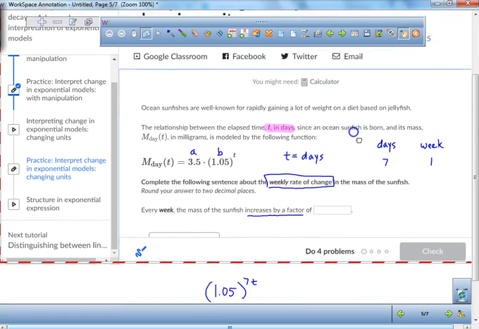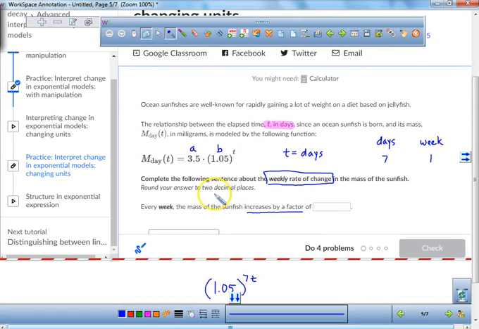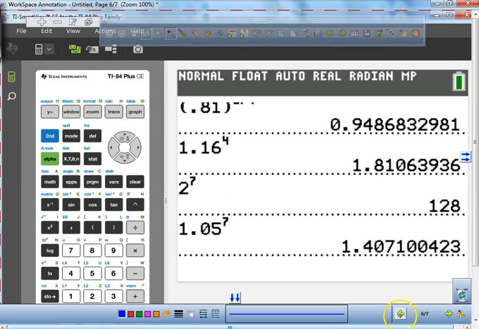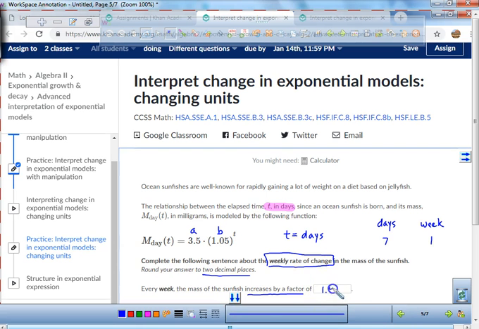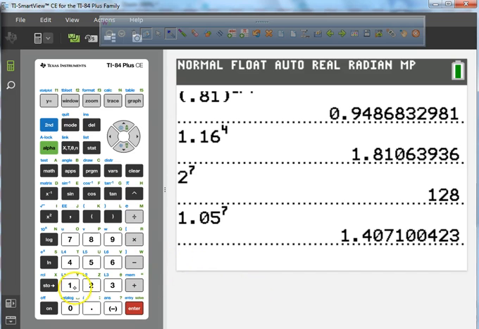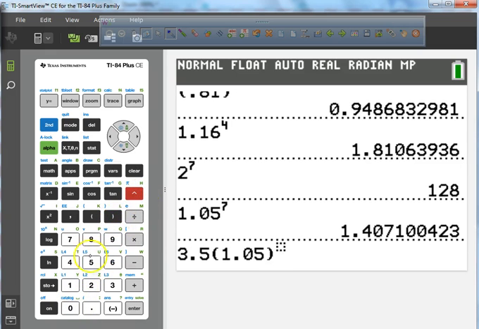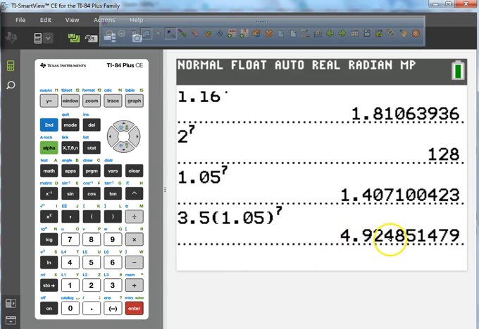Let's see if this works. It says rounded to 2 decimals. So that's it, 1.41. So we'll put 1.41. Let's see if it works in our calculator, right? Here we go. 3.5 parentheses 1.05 to the power of 7. After the 7th day, what should the mass be? 4.92 grams or whatever it was.